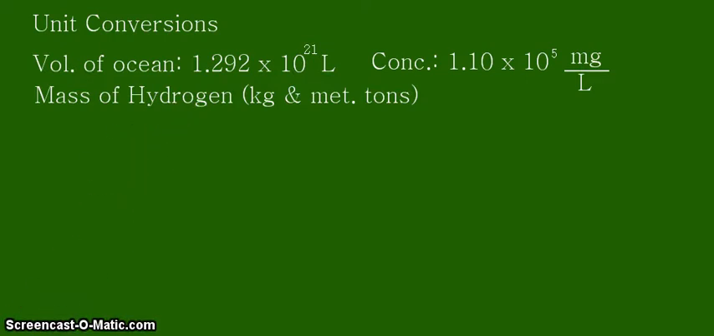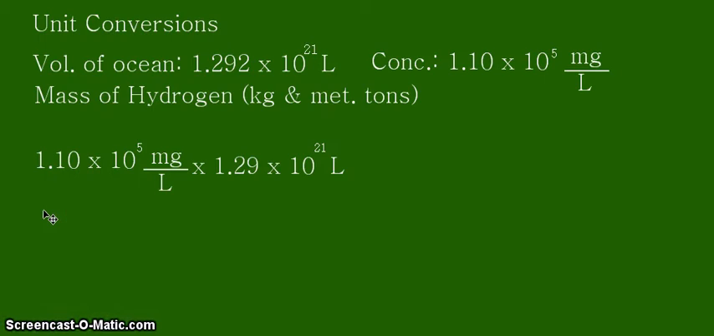Alright, so let's start. Starting with the concentration of hydrogen, which is 1.10 times 10 to the 5th milligrams per liter, we will multiply that with the volume of the ocean, which is 1.292 times 10 to the 21 liters. So obviously we need to cancel out some units for us to be left with the unit in mass, which is in milligrams. So the liter unit cancels out there. We are now left with the unit in milligrams, which is of course a unit of mass. So we're now closer to our desired answer, which is the mass of hydrogen in a kilogram unit and in metric tons unit. So our next step is for us to convert milligrams into kilograms, then kilograms into metric tons.